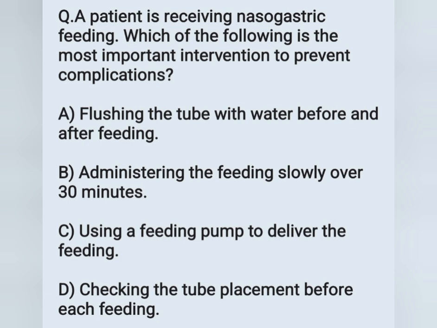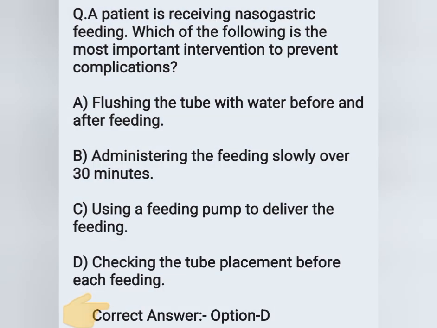The question is, patient is taking tube feeding, NG tube feeding. And in order to prevent the complication, what intervention can we do as a nurse? We have to check the tube placement before each feeding. Option D is the correct answer.